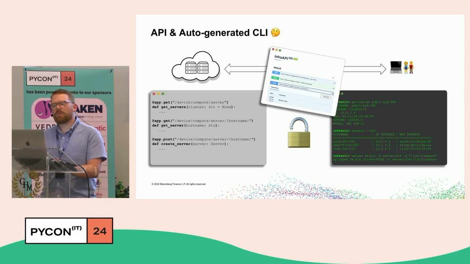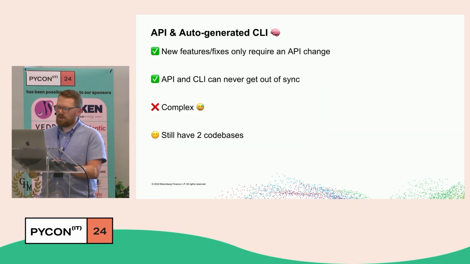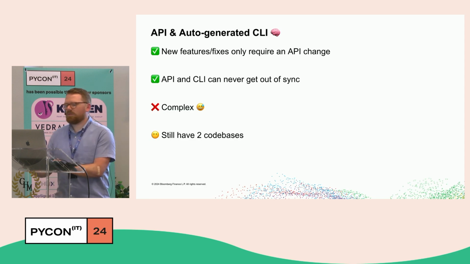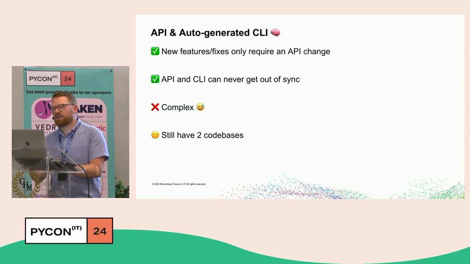So it was at this point that we had an idea. We were already planning on maintaining good API docs for other API clients. So what if the CLI commands were just based on the API documentation? With this model, the CLI would generate its commands by simply reading the docs every time it starts. So with this design, when your CLI is auto-generated, new features and fixes only require an API change. And because of this, the API and CLI can never get out of sync.